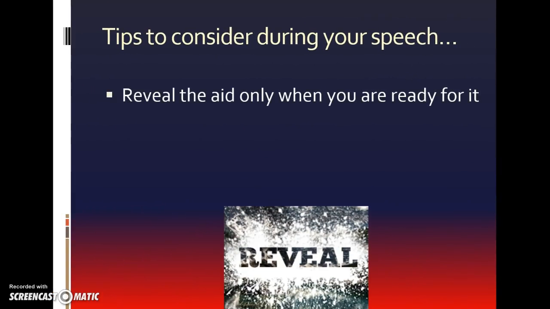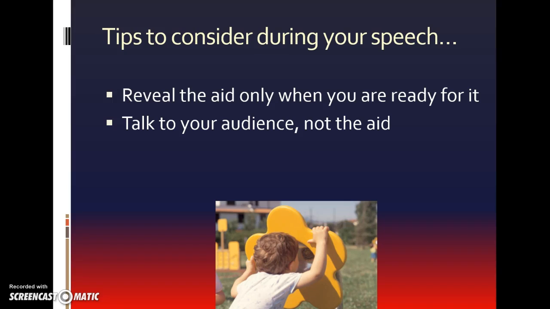While you're giving the speech, reveal your information only when you are ready for the audience to see it. Remember back when we talked about an attention getter and maybe hiding something in a box or putting something under a blanket? Again, only let them see it when you're ready for them to see it. Make sure you talk to the audience and not to your aid. So if you're cooking something, yes, you need to look down, or if you're mixing something in a bowl, you want to pay attention. But at the same time, you have got to keep making eye contact with your audience.